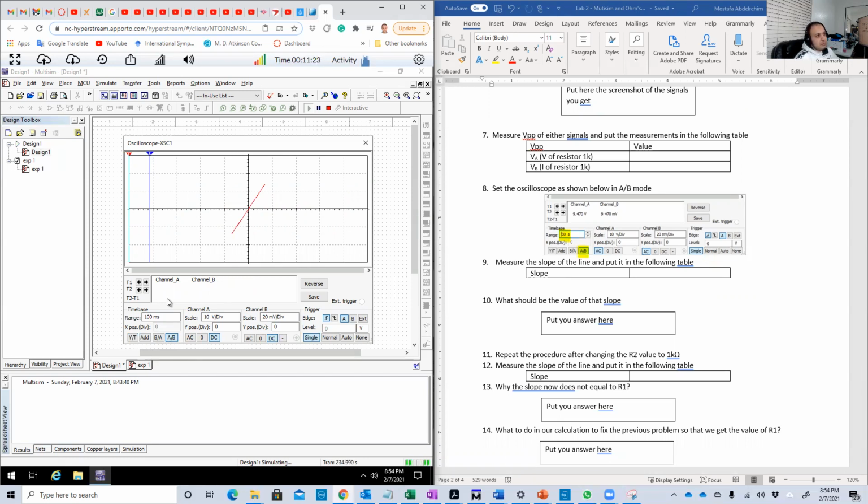Okay? Good. Now we need to measure the slope. Okay? This is a linear relation. To measure the slope, we just need one point. For example, this point here. Any point can be good. At that point, we need to know the x-coordinate and the y-coordinate. So again, we use the markers.